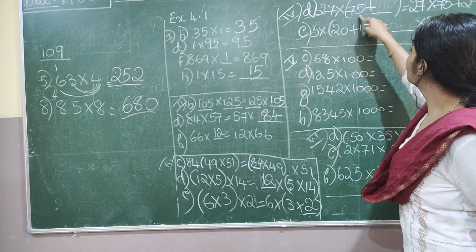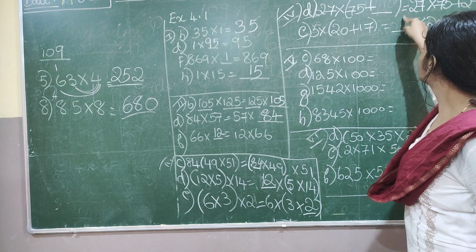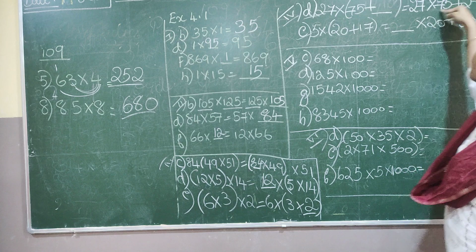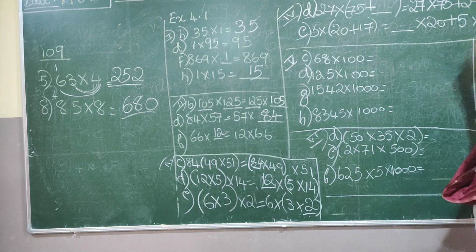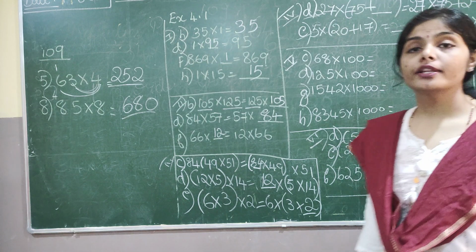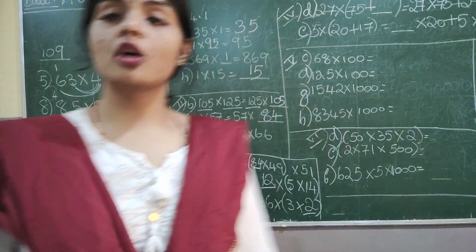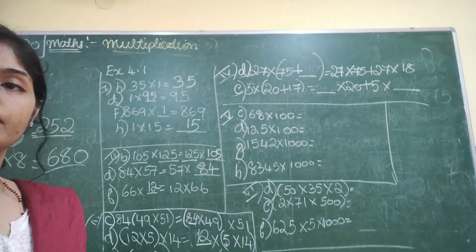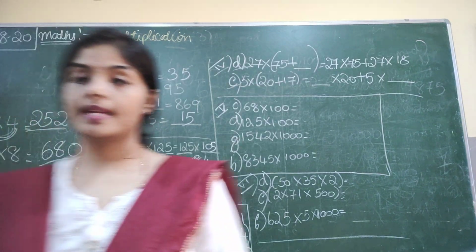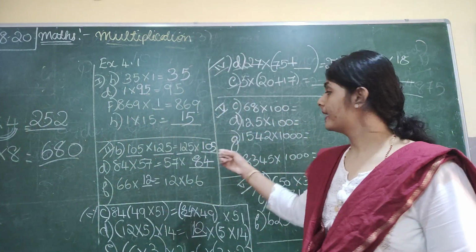27 into 75 plus dash is equal to 27 into 75 plus 27 into 18. Children, the fourth one is of two types. See, I'll tell you an example of the fourth one.